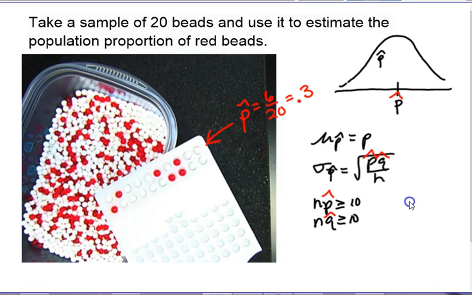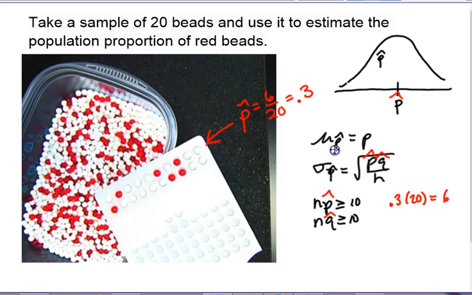So first of all, when I'm thinking of this n p hat and n q hat being at least 10 thing, if I do 0.3 times 20, that's only 6. So that's not going to actually satisfy the normal condition. So I'm going to probably need to take a bigger sample, because if this had been about 50%, I would have been okay taking a sample of 20, for 20 times 0.5 is 10, but not with this. So my preliminary sample tells me I'm going to need a bigger sample size.